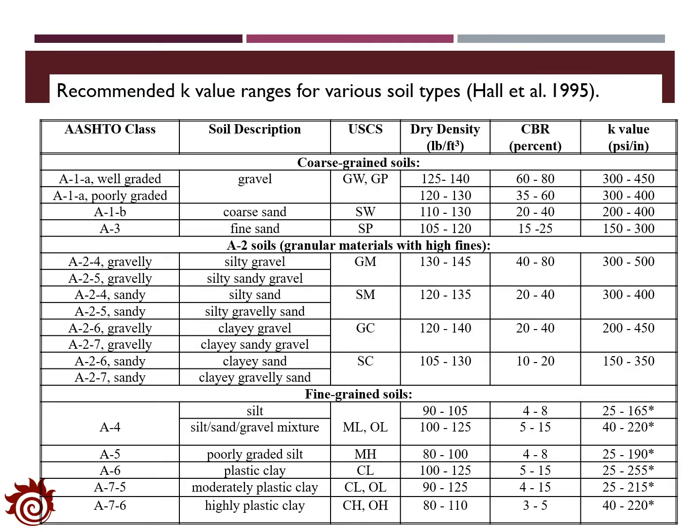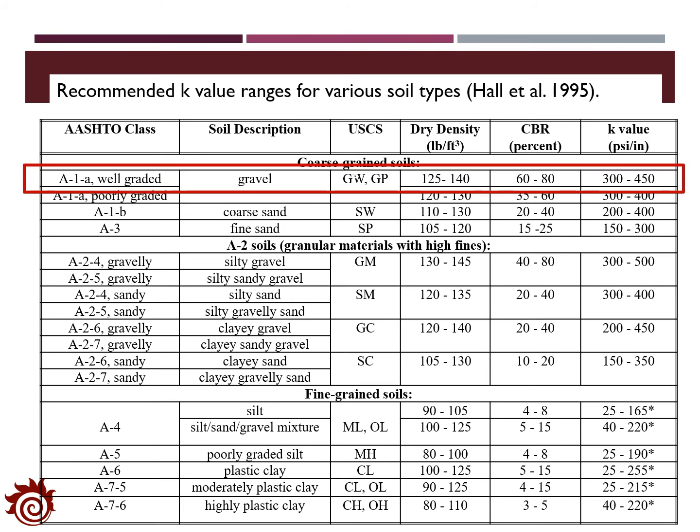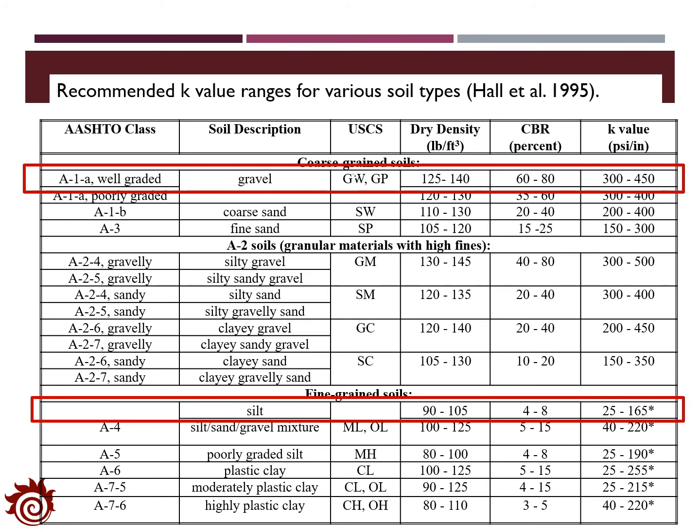This table summarizes the recommended values for the modulus of reaction and the CBR for different types of soils. For example, you can see that for A1-a soil, well-graded soil, the CBR varies from 60 to 80, and the modulus of reaction varies from 300 to 450. And for finer material, such as A4 silt, the CBR is around 4 to 8, while the modulus of reaction is 25 to 165.